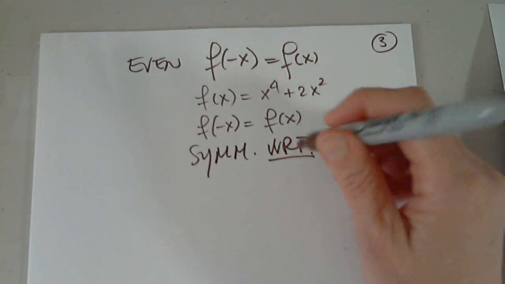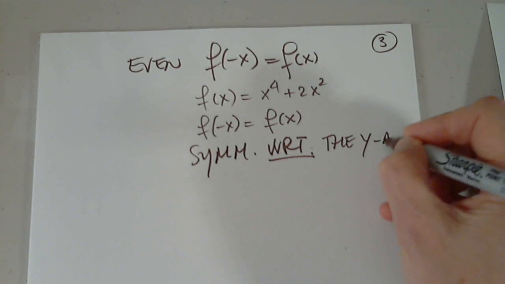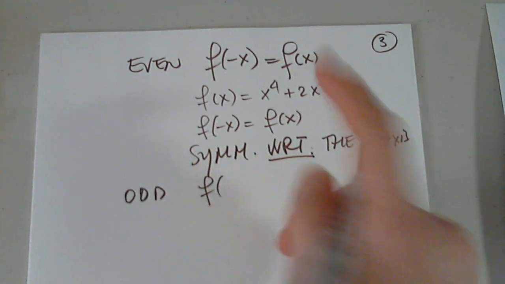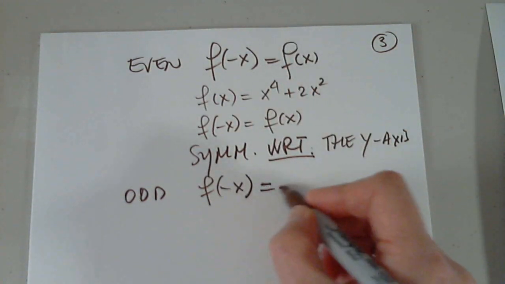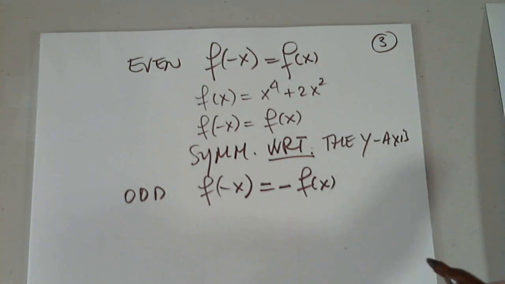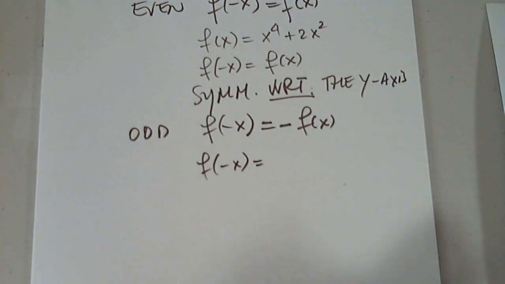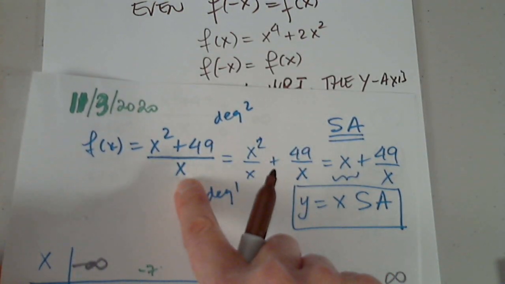It's easier for me to write. So WRT, with respect to the y-axis. For odd, the relationship is similar, but opposite here. So negative x is negative f of x, and this is our function. So if I replace x by negative x in our function, this will not change. This will, of course, not change, but this will.